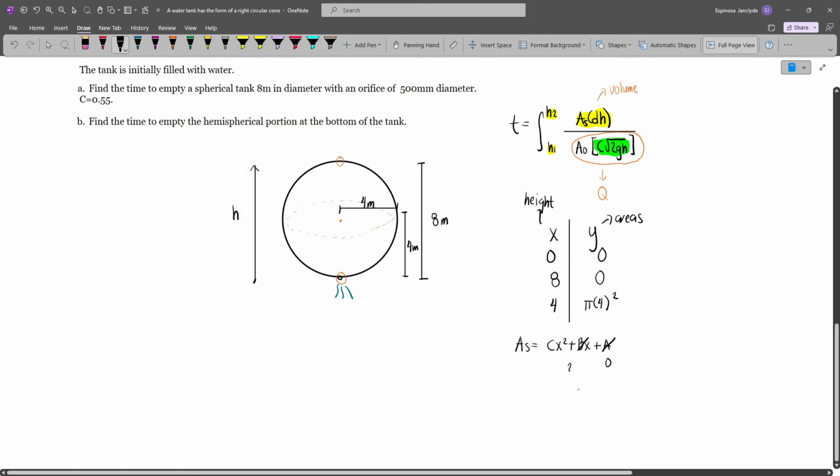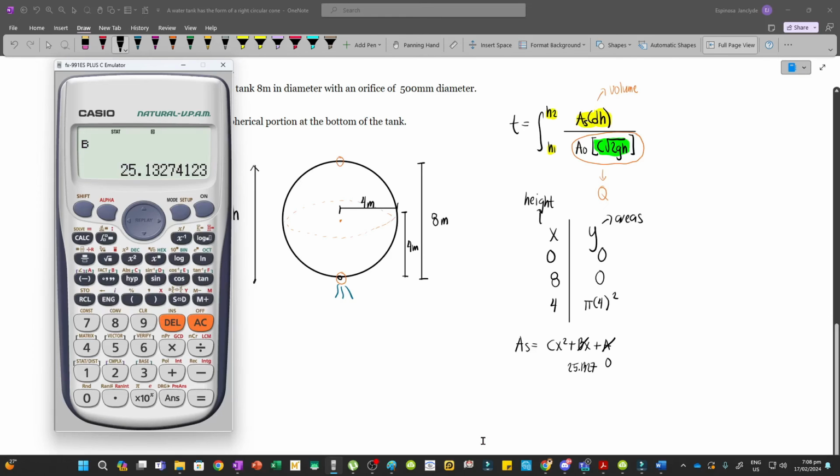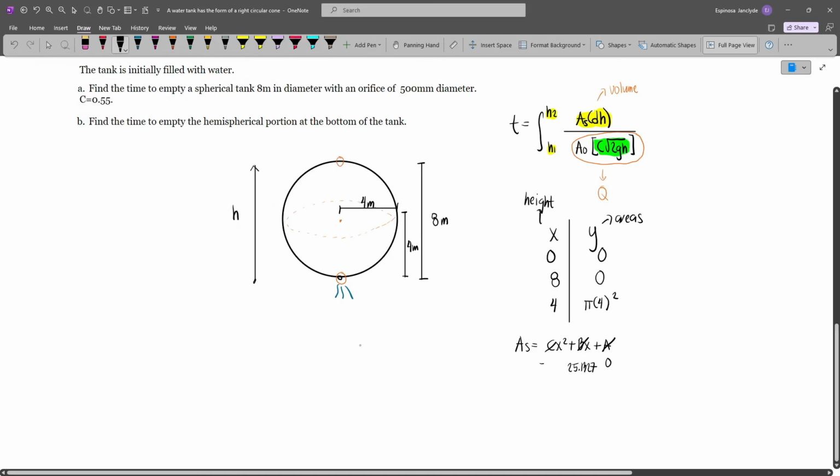So this is 25.1327. Or para magamit natin yung exact value, let's just store this sa B. Yan. And then press shift stat. And then dito na tayo sa C. Yung C natin magiging negative 3.14. Or simply, negative pi. But para magamit natin to, let's just store this as C. So shift store and then C. Yan. Again, this is negative pi.